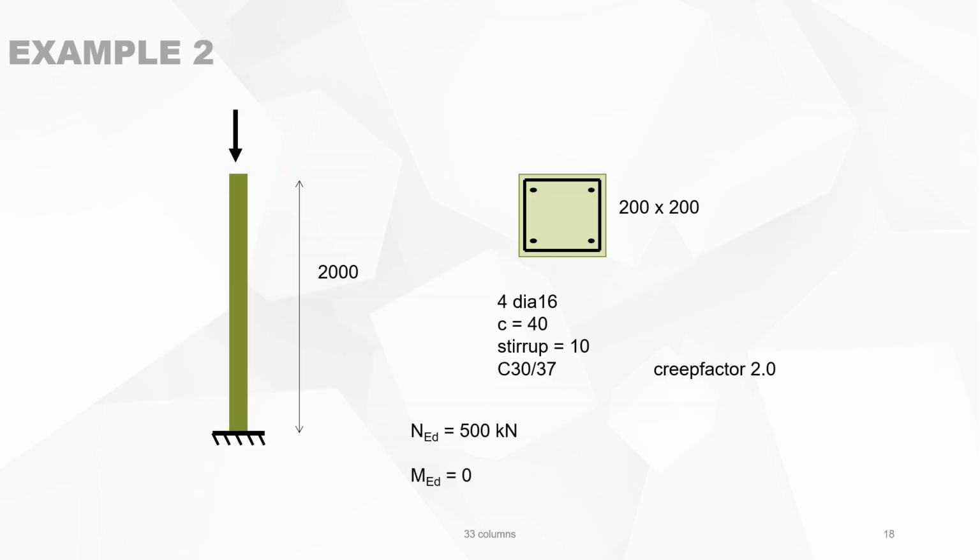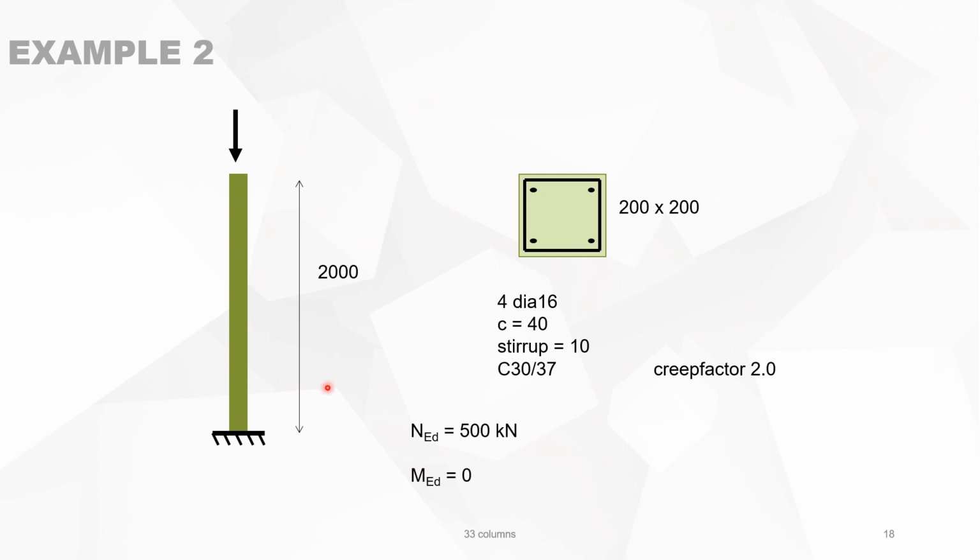That was for the first example. Now we'll take a second example, which is a column of size 20. It's only 2 meters high. So that's not very high, only 2 meters. And we have a simple column of 20 by 20 centimeters. For instance, a column of a carport or something like that.